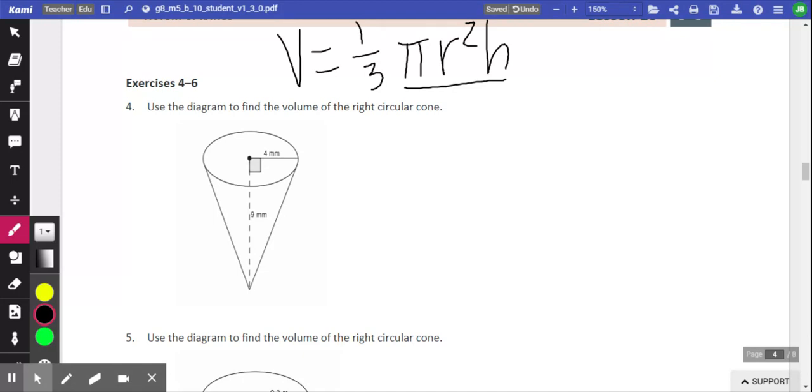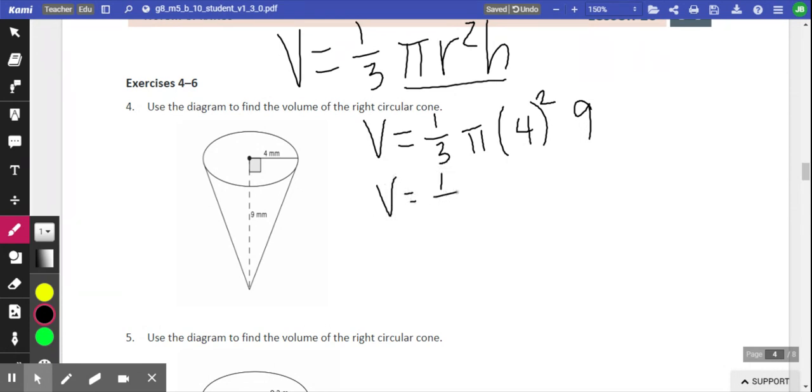So if you're looking at the measurements in 4, we're going to have volume equals 1/3. Pi is going to stay. R in this problem is 4, so I'm going to have 4 squared, and then my height is going to be 9. Order of operations tells us first we need to take care of exponents. So this exponent right here, 4 squared, means 4 times 4, and 4 times 4 is 16. And then we're going to multiply that by 9.